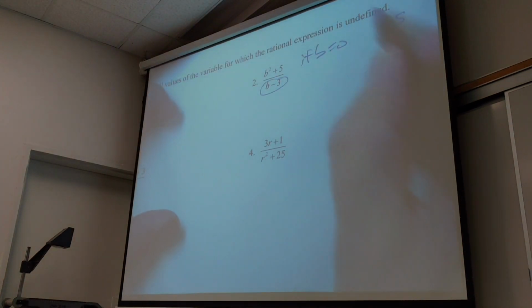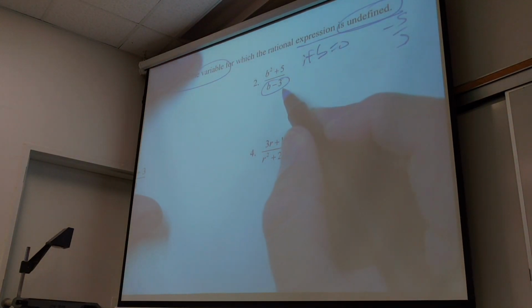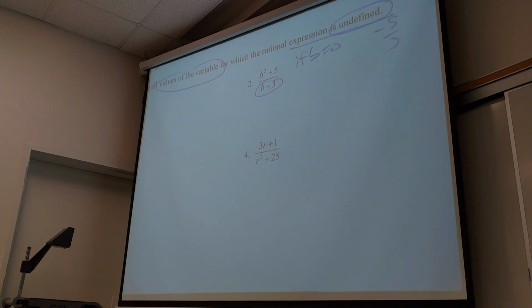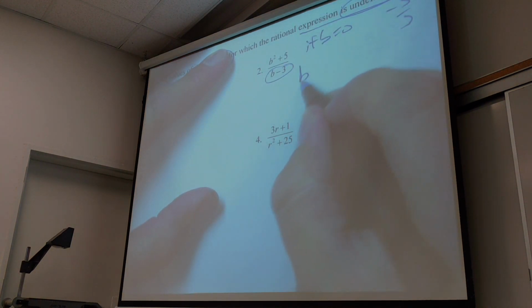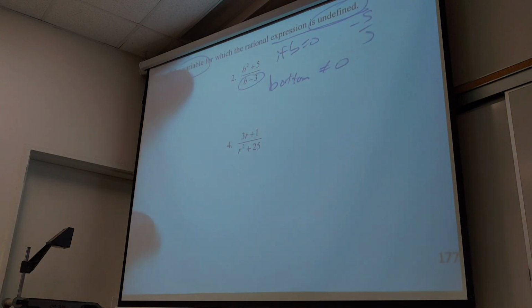So here, what would be the values of the variable where it's undefined? What would make this undefined? The way you do it is, tell me in English what can't happen in a fraction. You've got a top and you've got a bottom. The denominator, you're good. I call it bottom, and you said, well, Jeff, it's denominator. The bottom, or the denominator, cannot be 0. You can always write that for any rational expression.